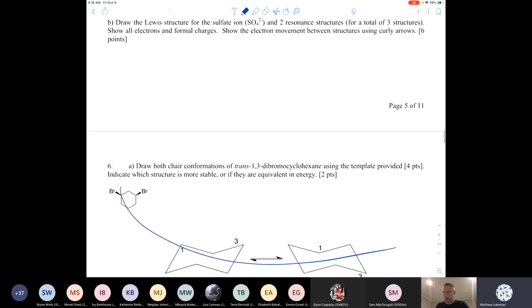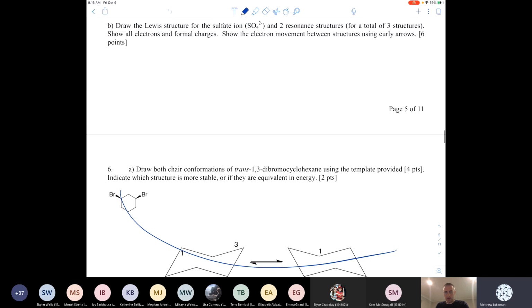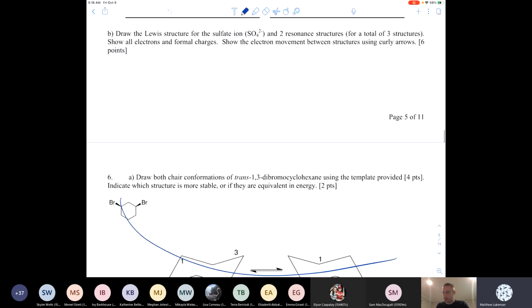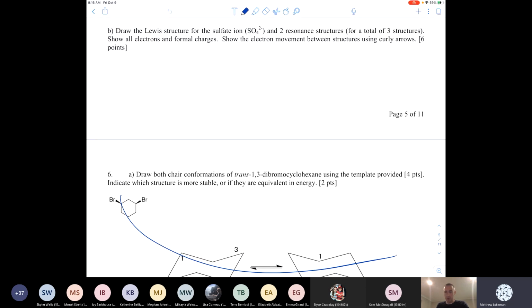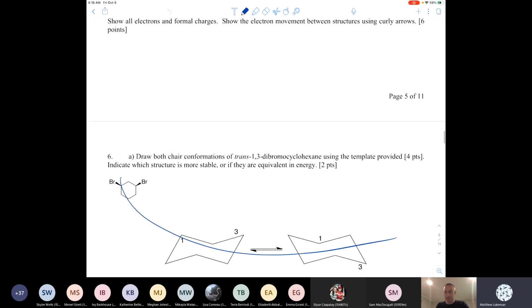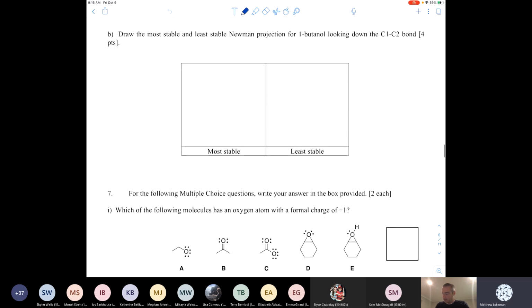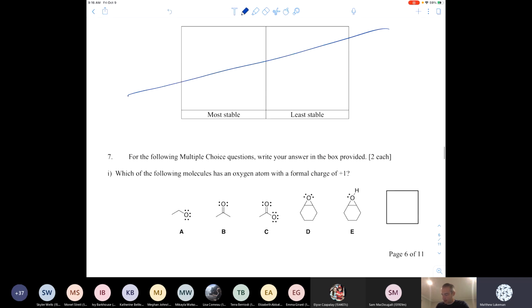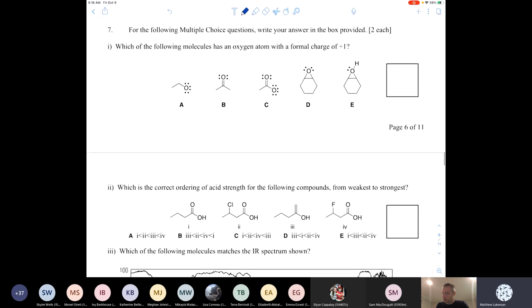Okay. Do you want to do another resonance form, structure B, question B here, or keep going? I'm going to keep going. Didn't cover that. Formal charges. I'll just give you the answer. It's E.